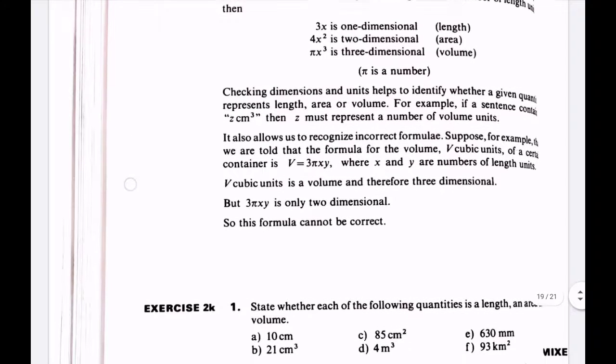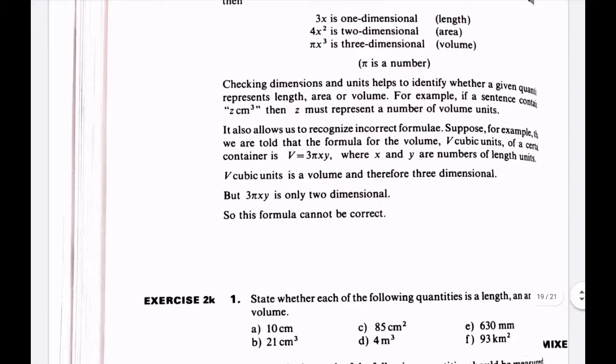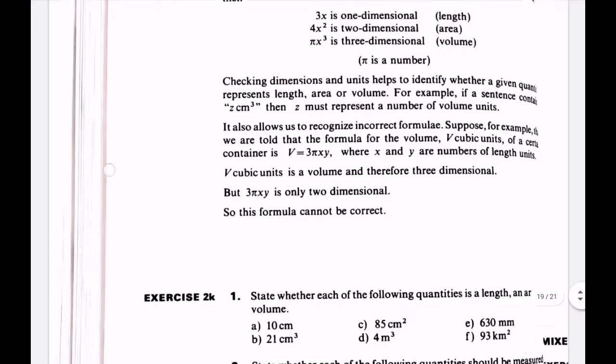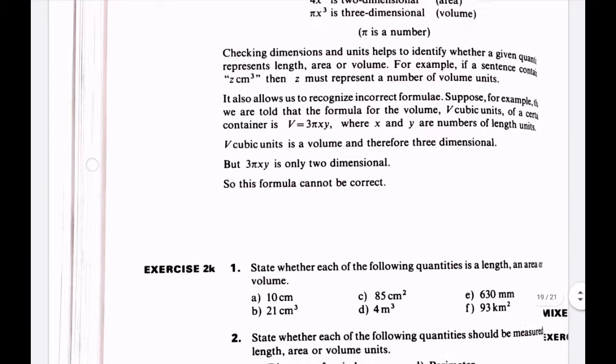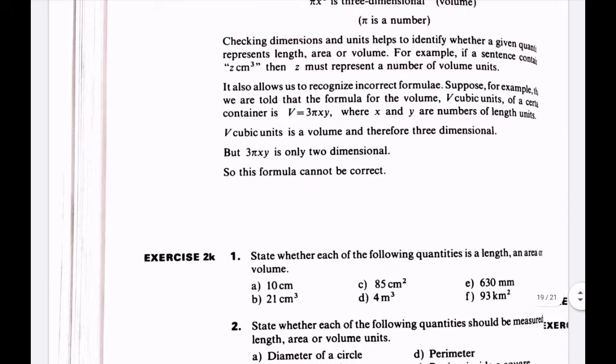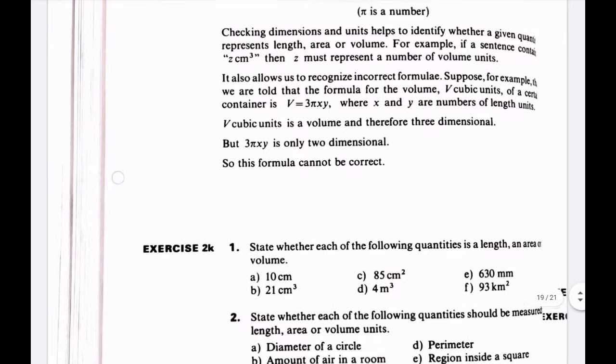For example, if a sentence contains cm cube, after seeing this you can decide quickly that this represents a three-dimensional figure and this represents volume. It represents the number of volume units. It also allows you to recognize an incorrect formula.